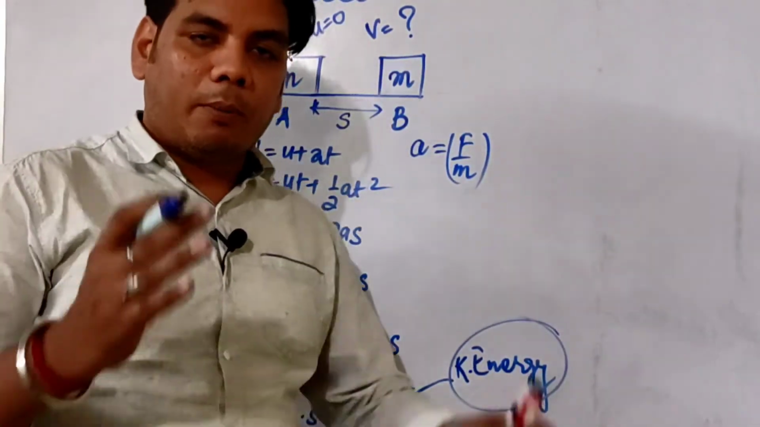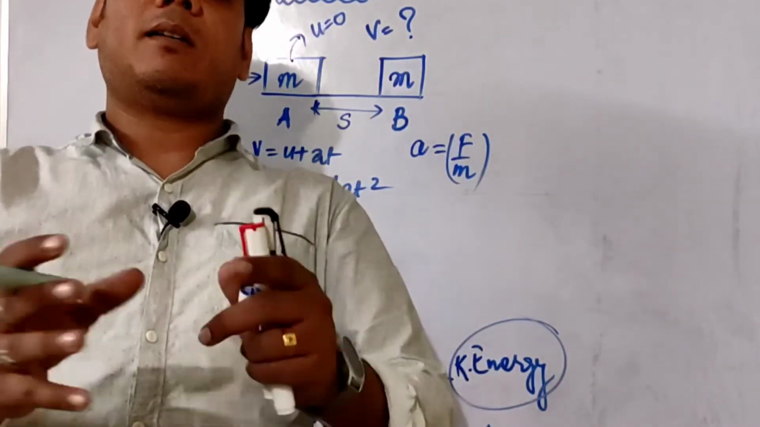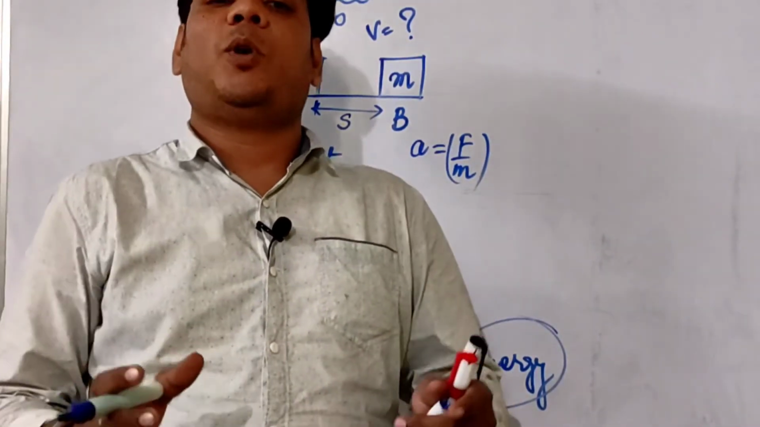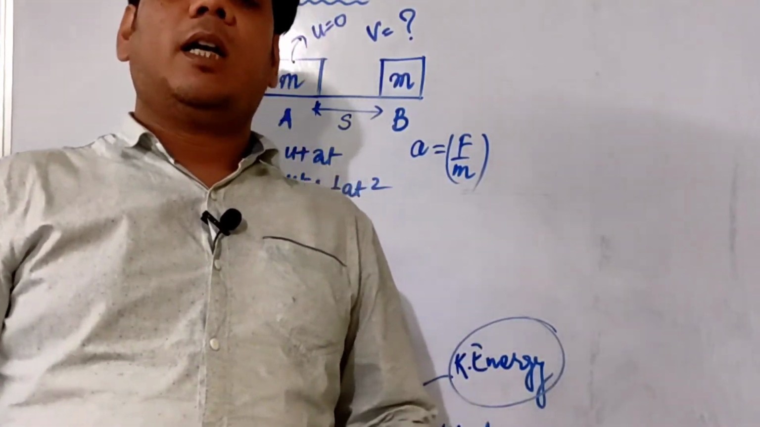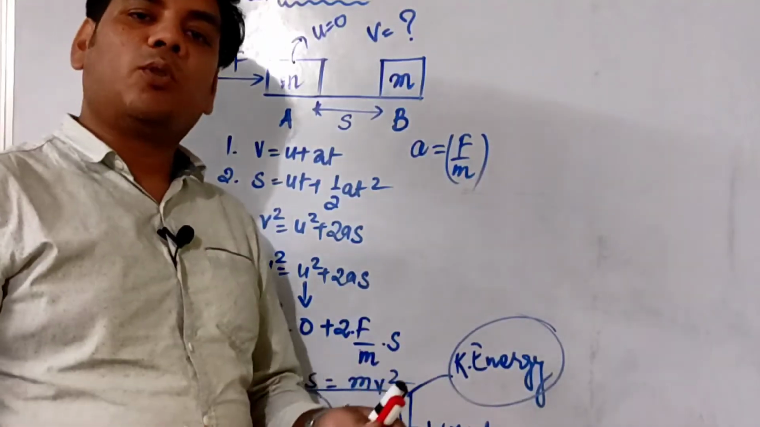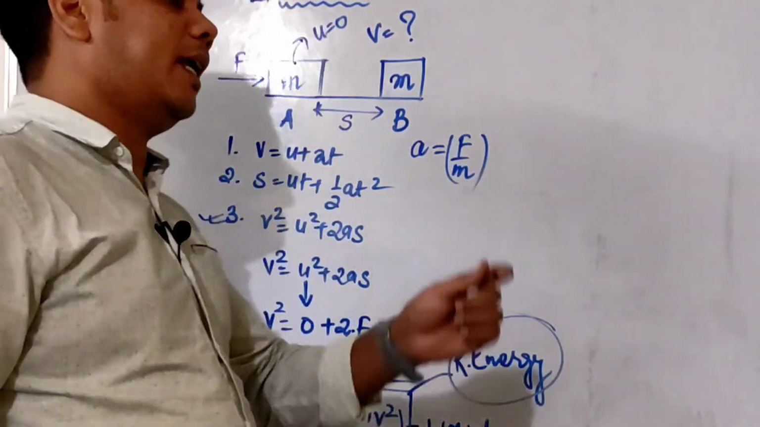The energy of a body. Suppose there is a body, and if that body is at rest, what kind of energy does it possess? It possesses potential energy, because we already know that the energy of a body due to its position is known as potential energy, and the energy of a body due to its motion is known as kinetic energy.